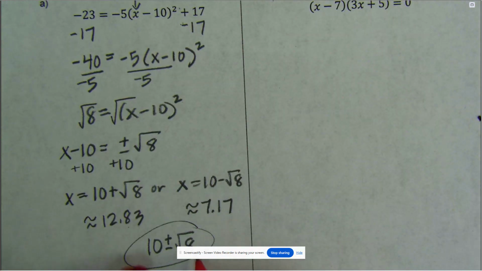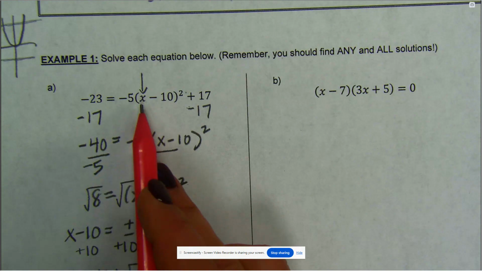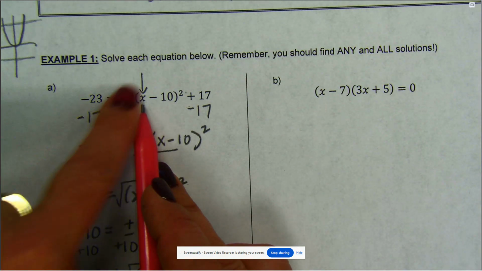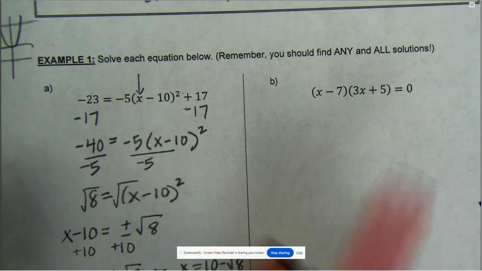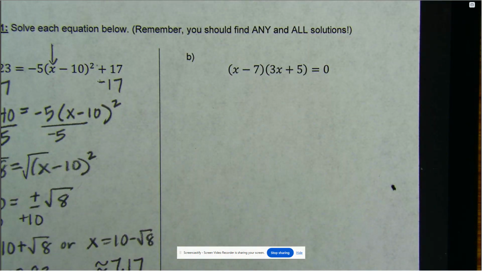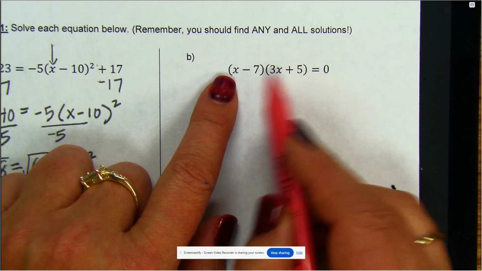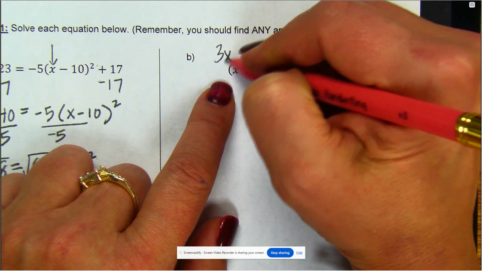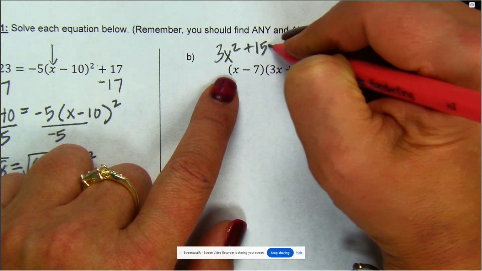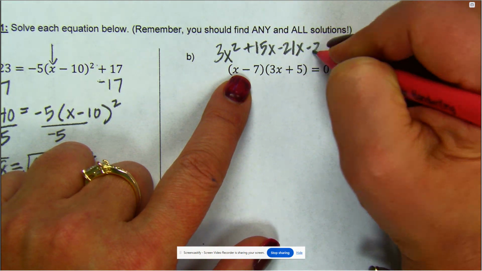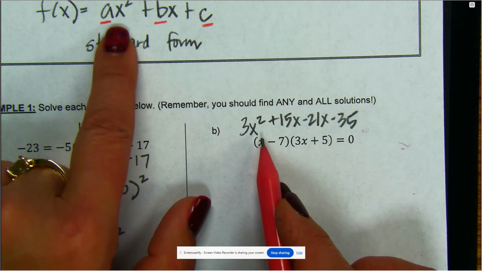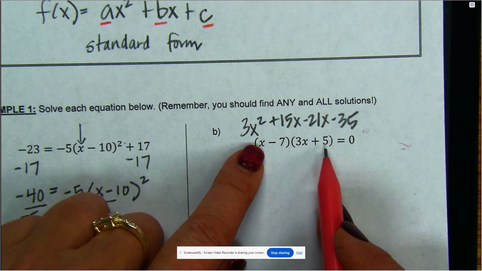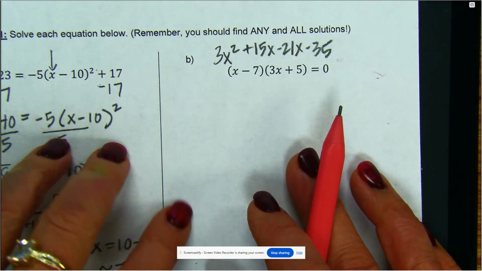Again, what is that finding? Those are the numbers that, if I plug them in for x, would make this equation equal -23. That's what I just found. All right, letter B this time. You might not recognize it, but if you were to do your box problem, that would come out to 3x squared plus 15x minus 21x minus 35. Then I could combine those, and you see how that's a quadratic. It's in factored form. But today we're just looking at how we solve these.